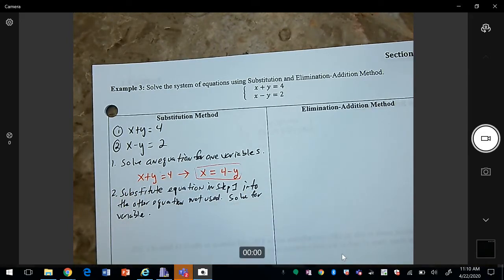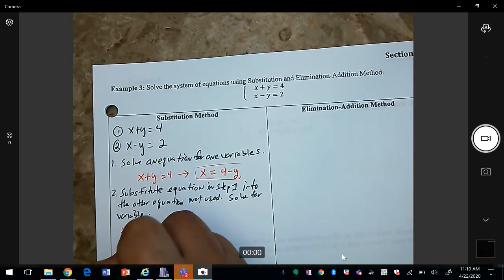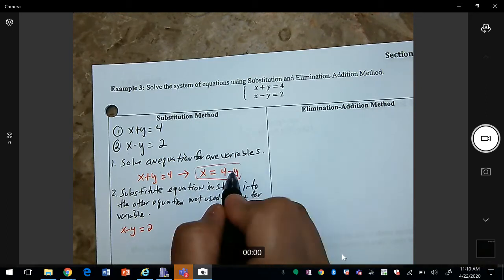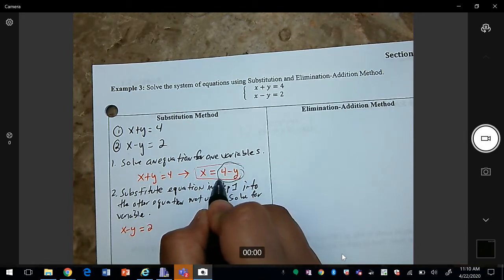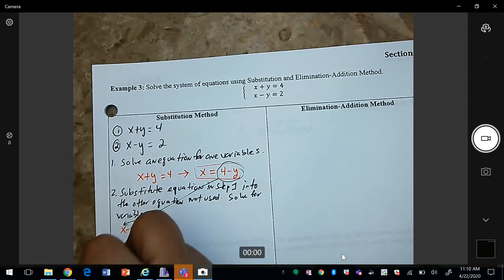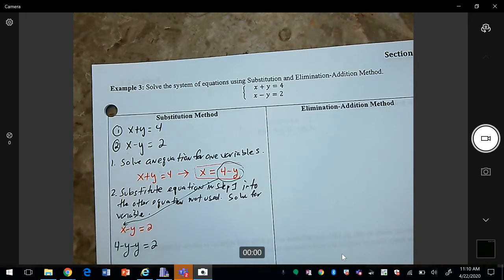Okay, so for example, here we didn't use equation 2, so I'm going to write it down. And then I know from step 1 that x is equal to 4 minus y, so we're going to replace this x by that information. So we're going to have 4 minus y equals 2, and then we're going to solve for y. So 4 minus y is equal to 2. Subtract 4 on both sides. So we get negative y is equal to negative 2. So y is equal to 2.